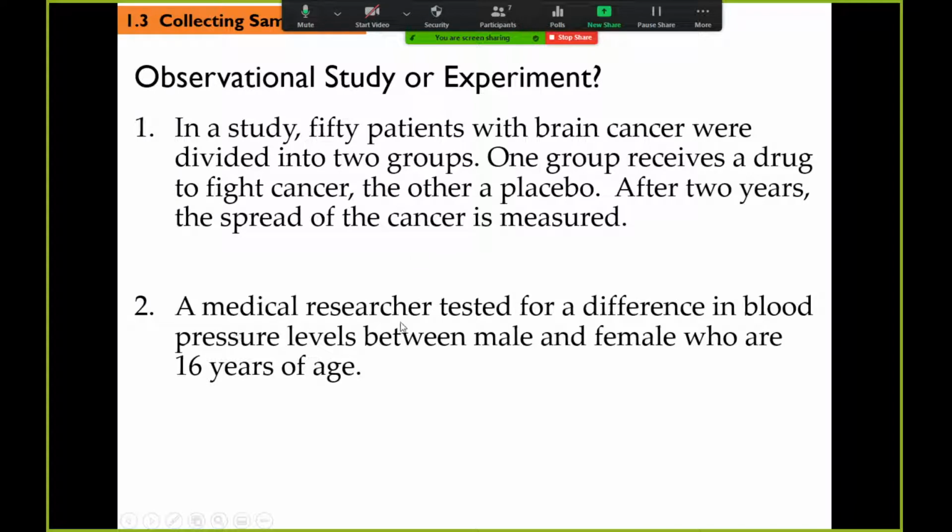Whereas this one: a medical researcher tested for a difference in blood pressure levels between male and female who are 16 years of age. This one is an observational study because there's not a treatment involved here. The medical researchers just took a bunch of data from males and females who were 16 years old, right? Nothing was included to change the data. There wasn't a drug changing the blood pressure, or they didn't do something to scare the people to change their blood pressure. They just measured the blood pressure for the subjects. Does that make sense? Experiment versus observational study.